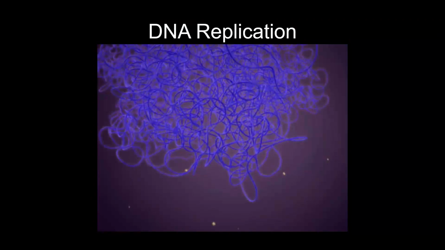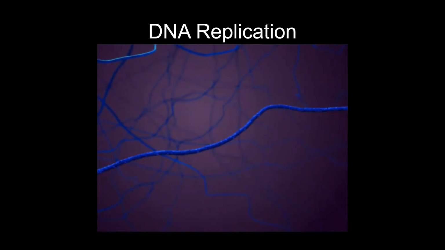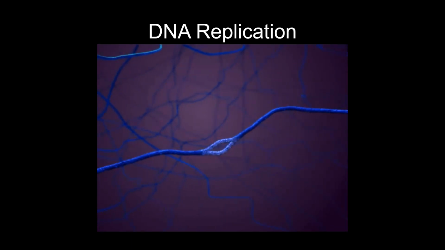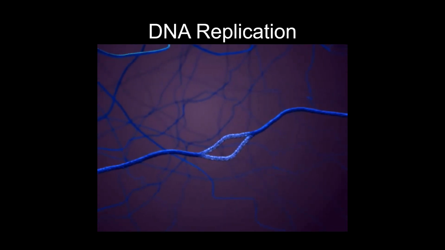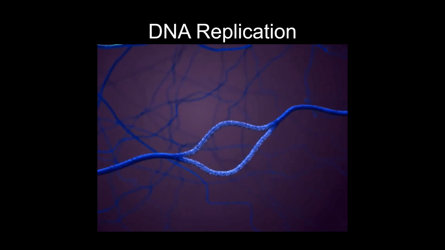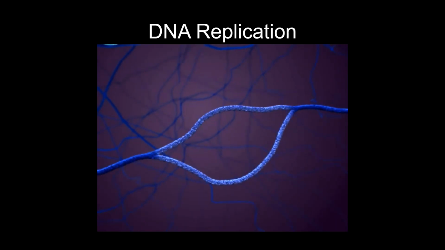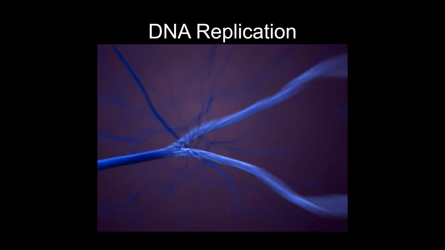As we zoom in, we see the DNA. At the origin of replication, the two strands of DNA separate, serving as templates for making new strands. The result is a replication bubble. The bubble grows in both directions, forming two replication forks. Let's zoom in on one of them.